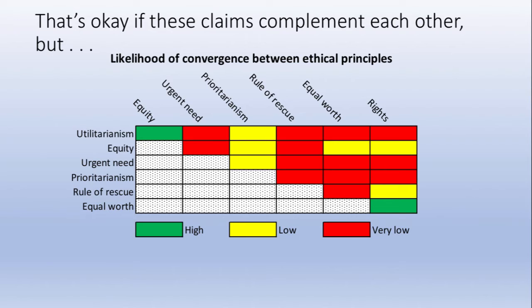Prioritarianism may easily conflict with the rule of rescue. Identified lives will often be the most visible. And who are the most visible citizens? They're often the most affluent. Urban elites can identify themselves to decision makers better than poor rural dwellers.